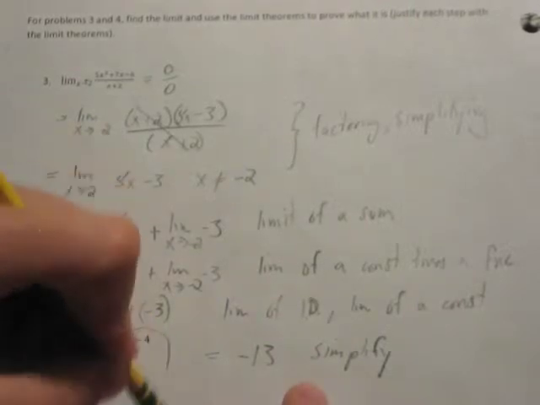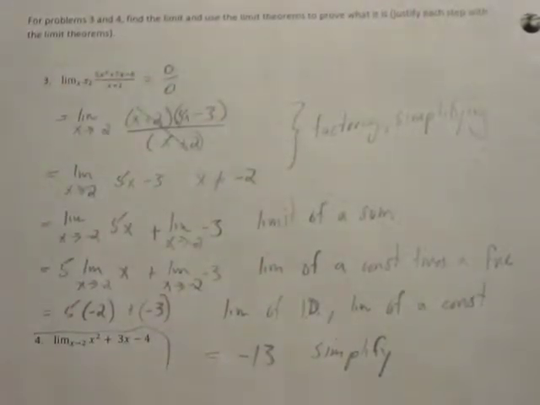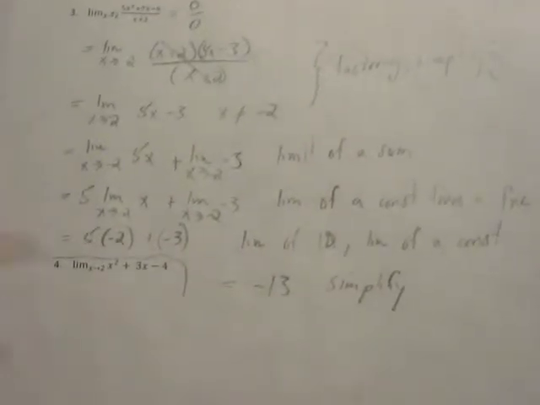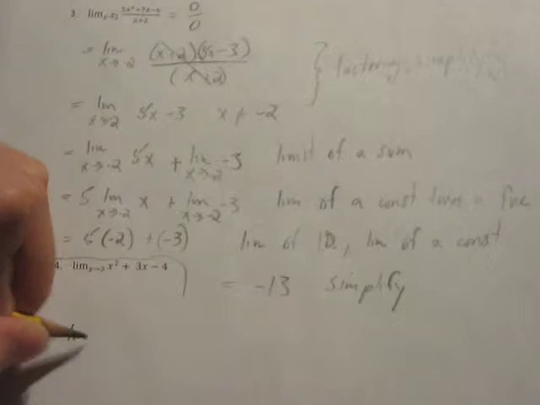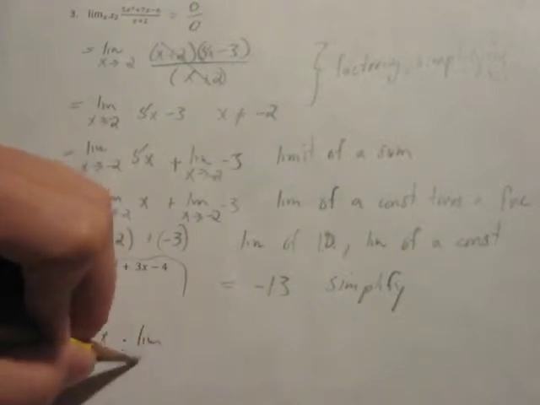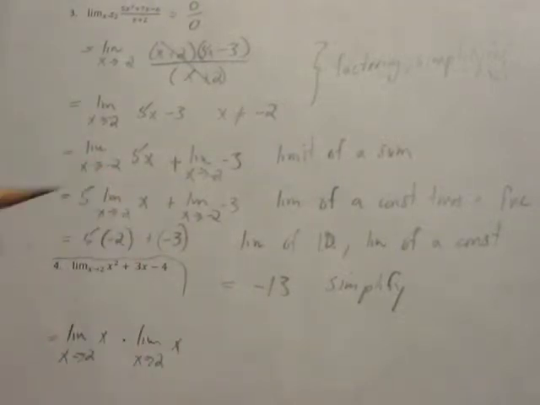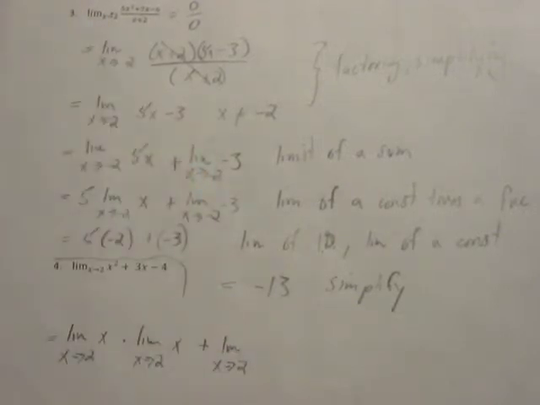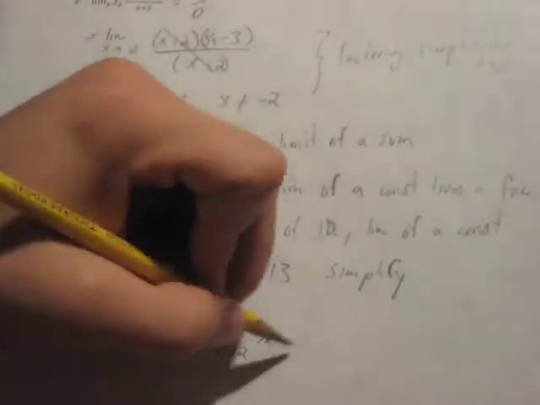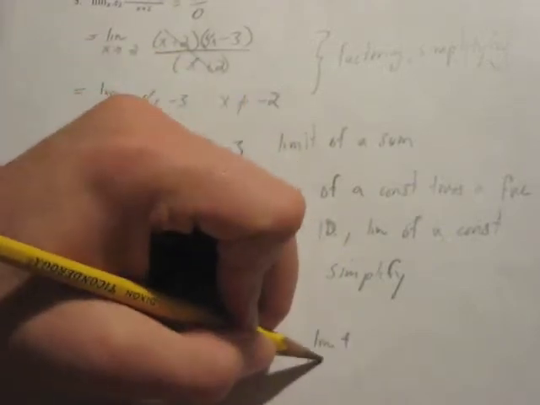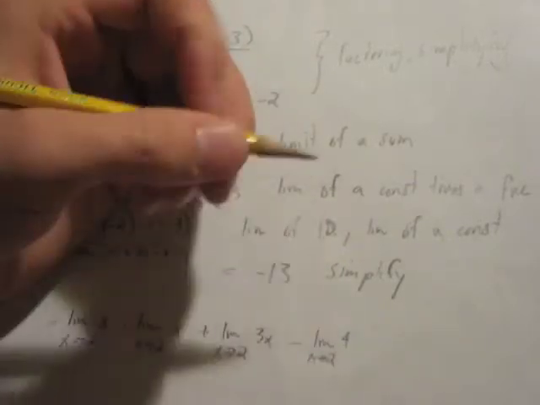All right, the next one's a little bit easier because we don't have to factor. The limit as x approaches positive 2, we can leave it at that this time. Again, I can plug it into my calculator and see what it is. This one's pretty simple. I'm just going to rewrite this as the limit as x approaches 2 of x times the limit as x approaches 2 of x. And then I'll say plus the limit as x approaches 2 of 3x minus the limit, or plus the limit of negative 4, right? Either way, as x approaches 2.